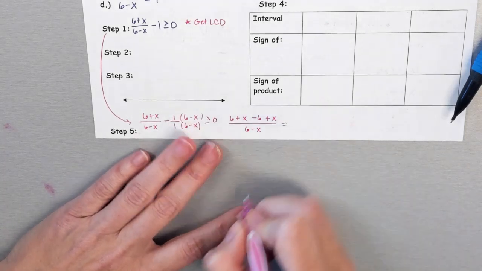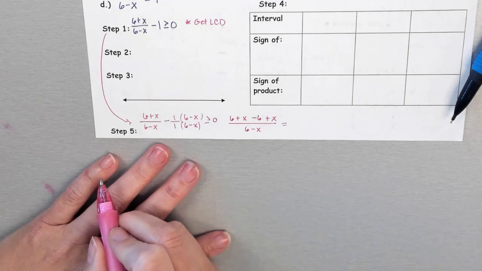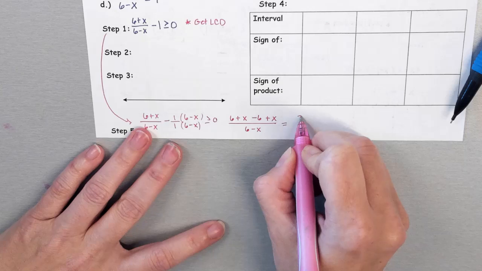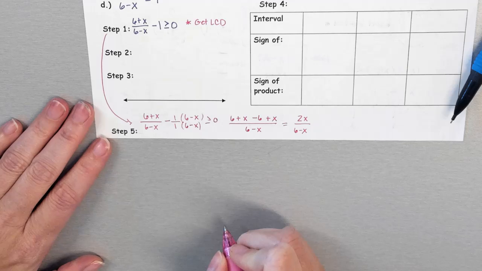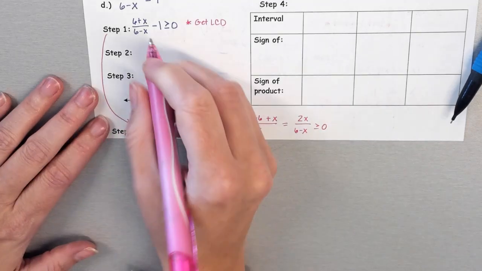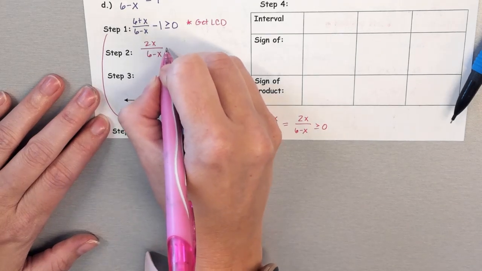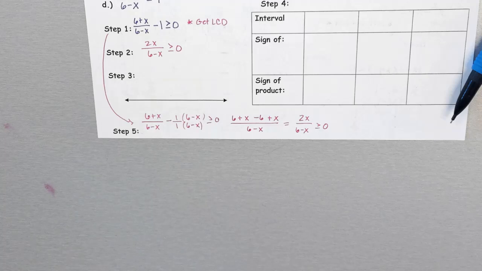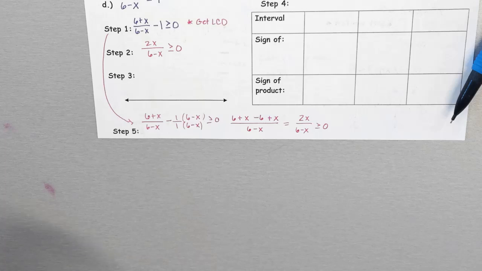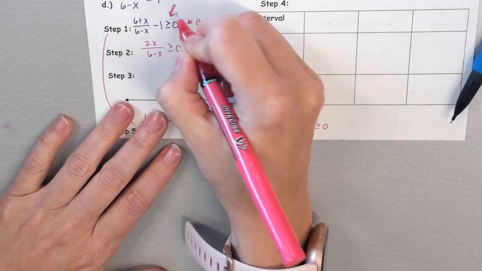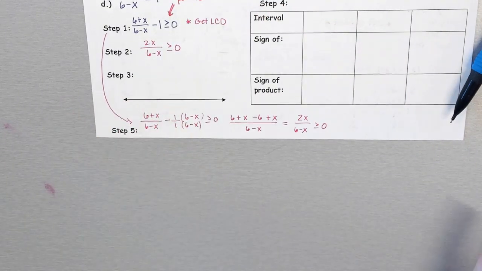And then let's just simplify this part, and then we'll write the inequality. So look, you have 6 and negative 6, so what happens? Yep, so you're just left with x plus x, which is 2x. Okay, so this is going to be your inequality: 2x over 6 minus x is greater than or equal to 0. And again, this is greater than or equal to 0, so it means it's positive. If the sign is flipped, it will be negative.